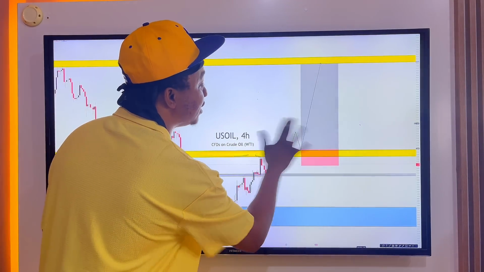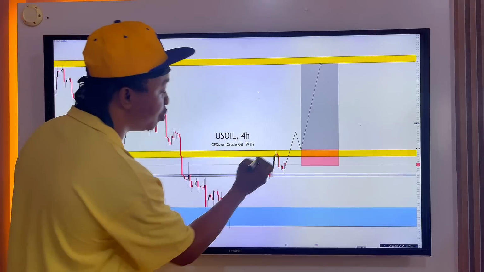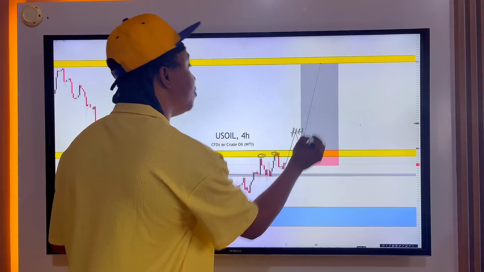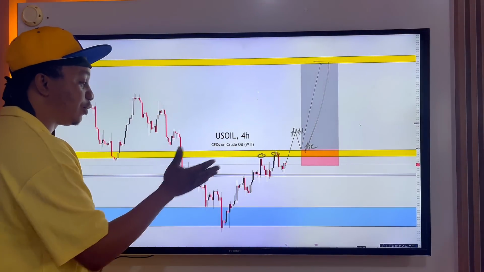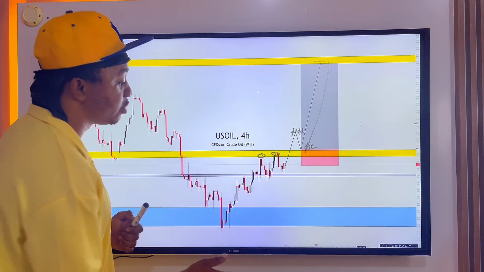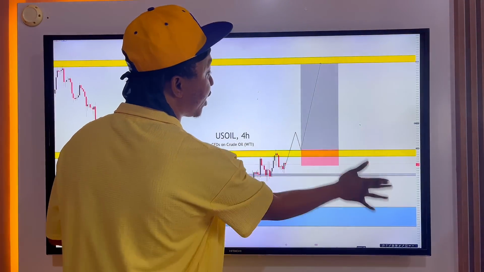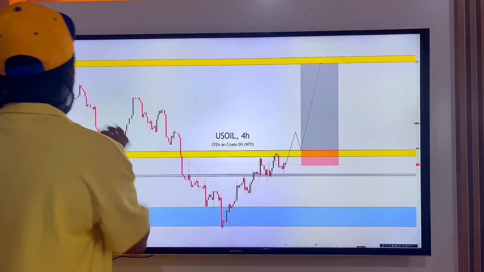That is why we are waiting patiently for price to break above this resistance level to give us a higher high, a higher low, and then we buy all the way to the upside. So that is it for US oil. Let's move quickly to the next pair because I have a lot of pairs to analyze for the day. So let's go to the next pair very quick. Let's go.